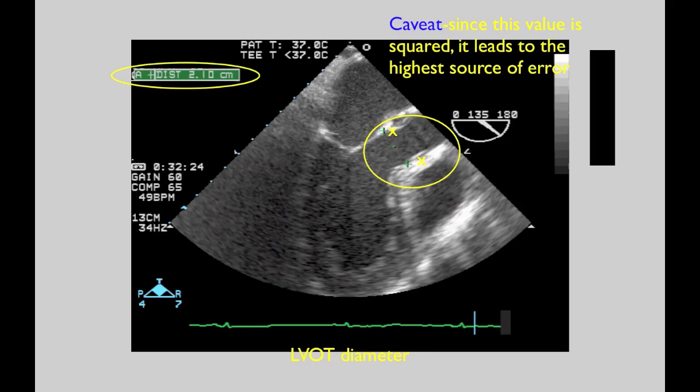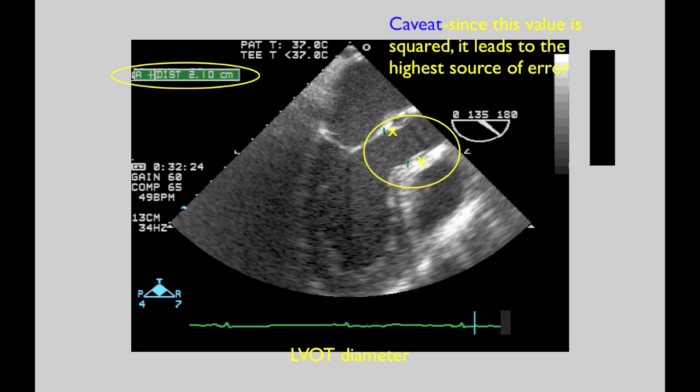This slide is an important slide and demonstrates the fact that the left ventricular outflow tract needs to be measured about a centimeter below the aortic valve. The aortic valve is demarcated by 2 yellow X's here. Left ventricular outflow tract is demarcated by the crosses instead. It's important to measure that carefully because it's a value that's squared, pi times the radius squared, remember. So we take this diameter, cut it in half to make a radius, and then we square it. That can result in the highest source of error in your calculation, so it's important to measure this multiple times and be consistent.